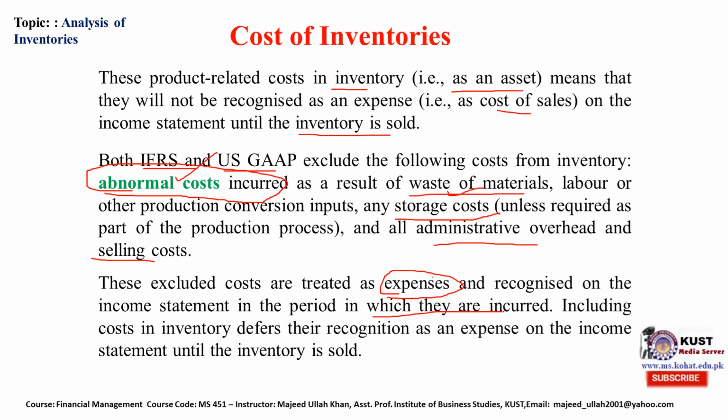As I told you, it will be treated as a period cost and will be charged as an expense during the period in which it is incurred. Including costs in inventory defers their recognition as an expense on the income statement until the inventory is sold. Costs included in inventory will be deferred, which means they will not be recognized as an expense unless we sell the inventory. But costs excluded from inventory will be treated as an expense.